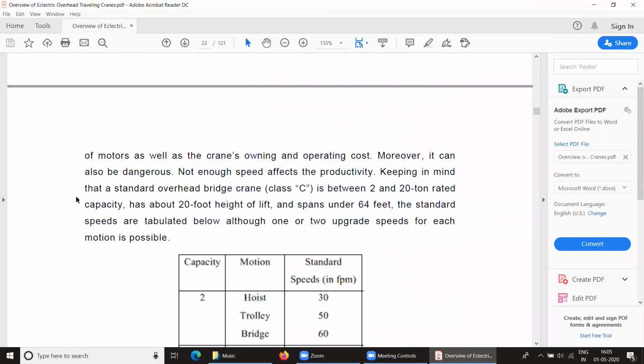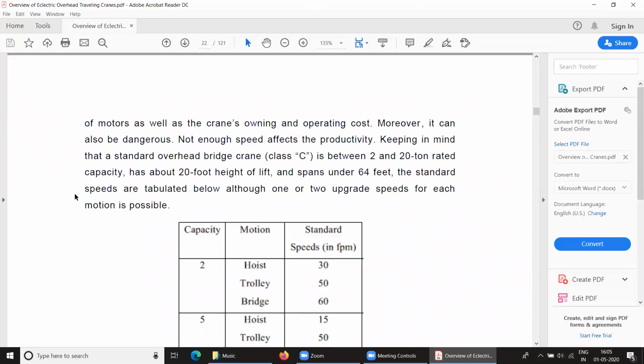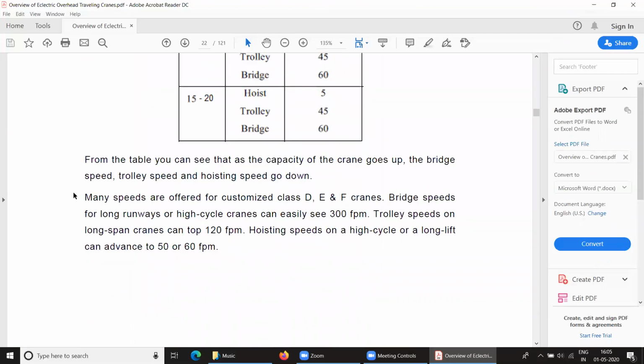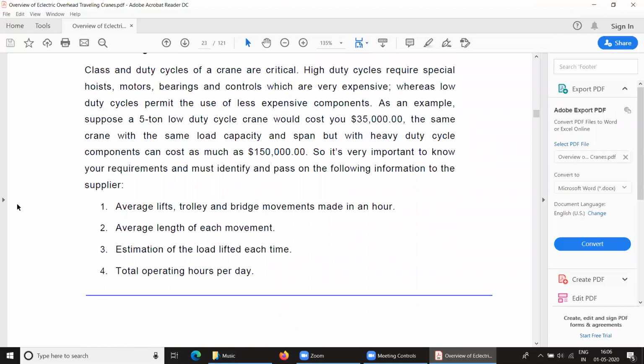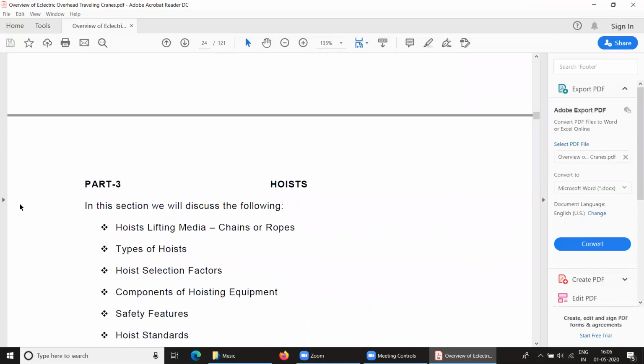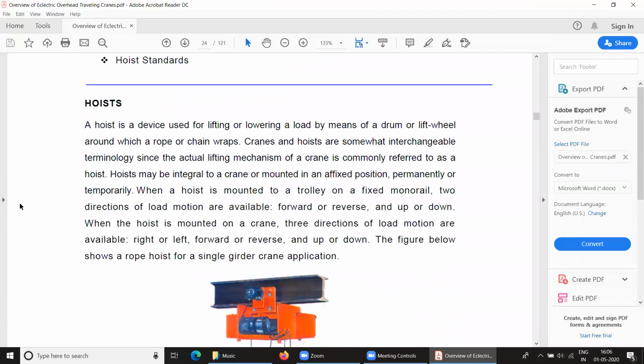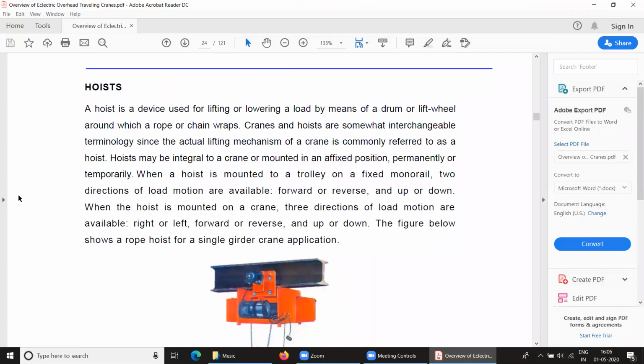So these are various crane types. Let me go through hoist, but hoisting will be another part. So let me close my lecture right now, and this is all about cranes part 2. Thank you very much.